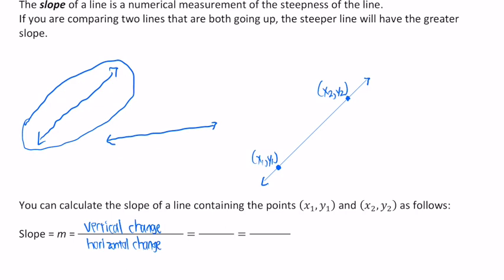In terms of our graph, the horizontal change you think of as moving from left to right. The vertical change you think of as moving upward or downward.